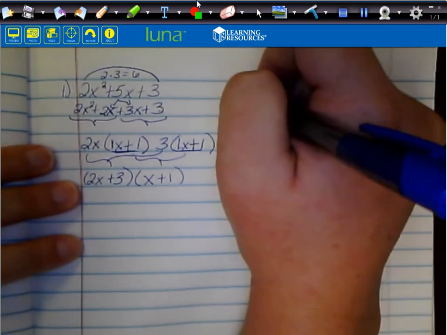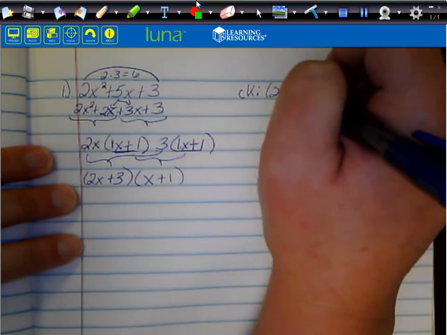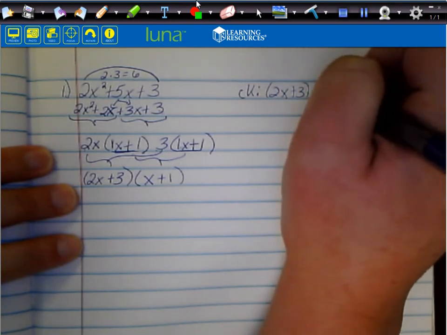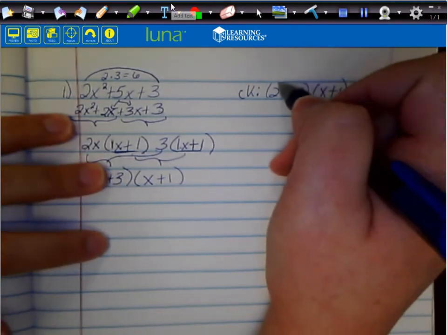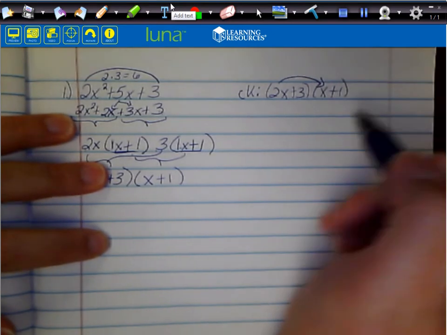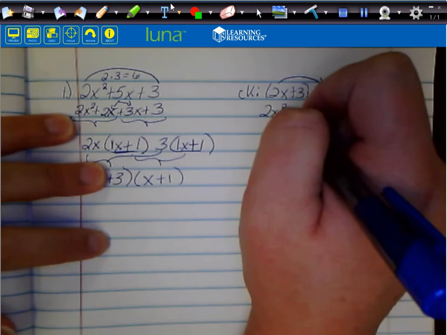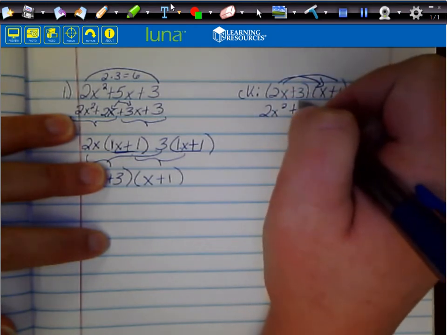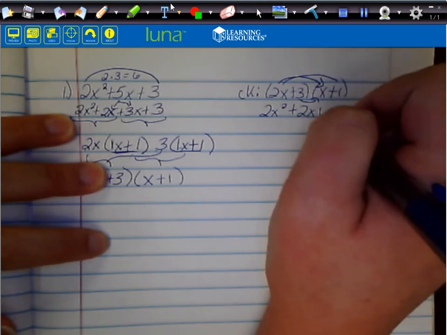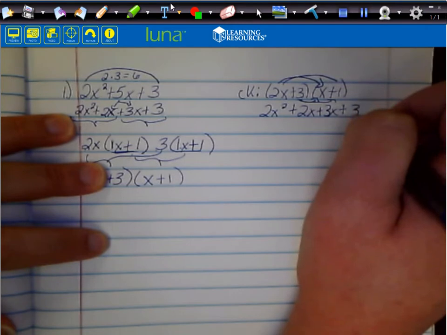Now we're going to go ahead and check it just to make sure that we did it correctly. And we're not going to check all of these, but I do want to check just a couple of them. Okay, so I say 2x times x is 2x squared. 2x times 1 is 2x. I'm going to come down here. 3 times x is 3x. And 3 times 1 is 3.